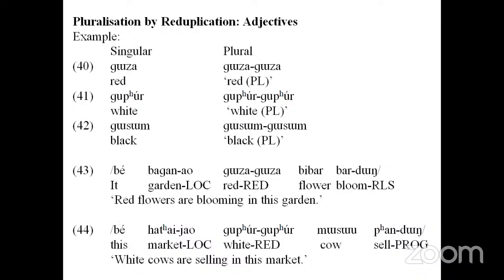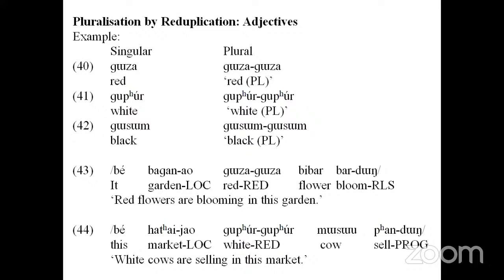Pluralization by reduplication for adjectives. An example is given here: geza means red, geza geza means red plural; gufur means white, gufur gufur means white plural. It is clear in the sentences: be baganau geza geza bibar bardeng, that means red flowers are blooming in this garden; be hatayau gufur gufur mosu pandeng, means the white cows are selling in this market.